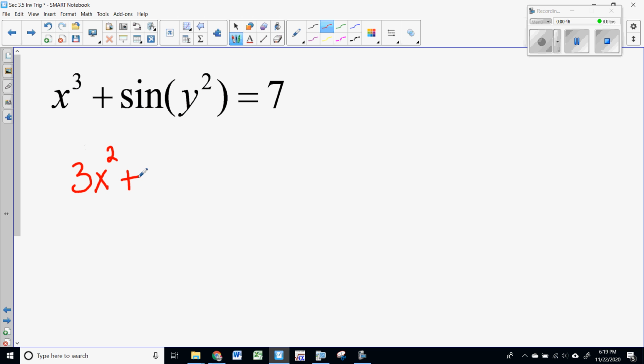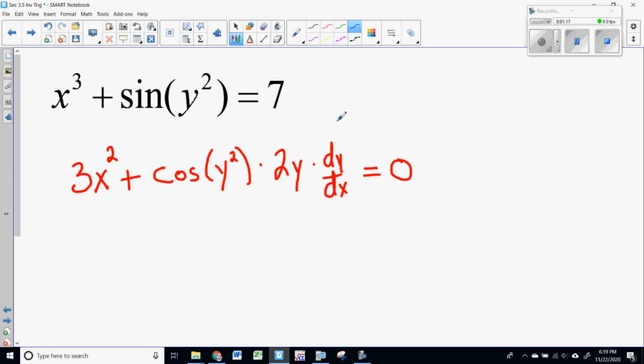If we take the derivative of the part with a y, we just do chain rule. Derivative of the outside, which is cosine, inside stays the same, times the derivative of the inside, which is 2y, times the derivative of y. So that's actually like three parts: sine on the outside, y squared, and then the third inside part is y, and the derivative of that is just dy/dx. We take the derivative, set equal to 7, and the derivative of 7 is just 0.